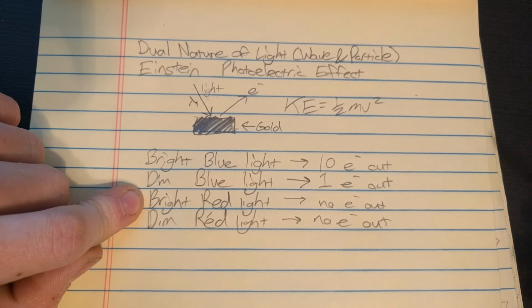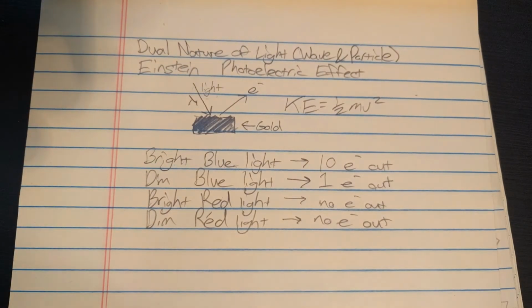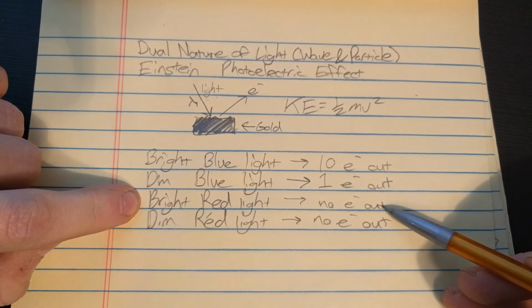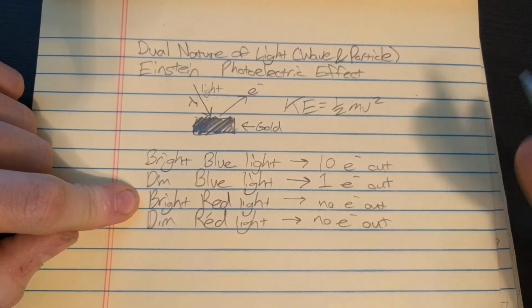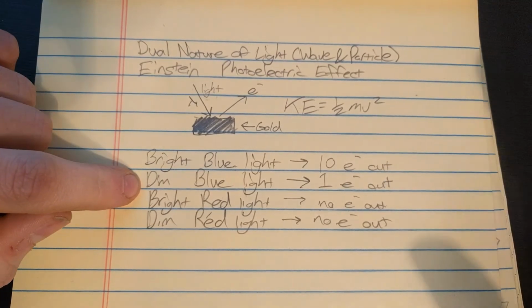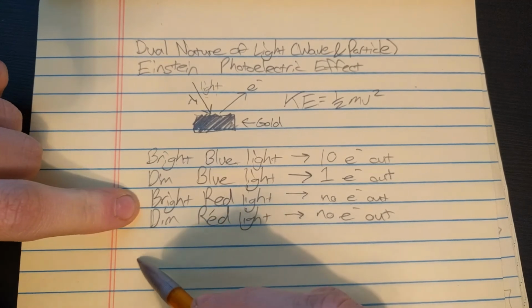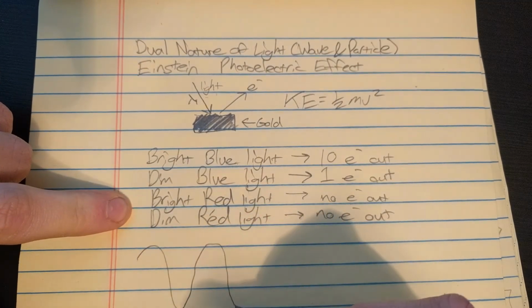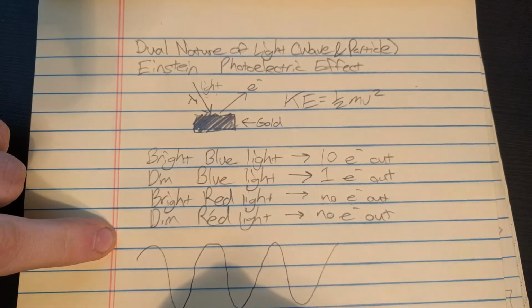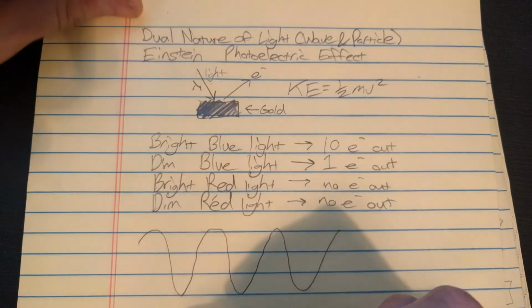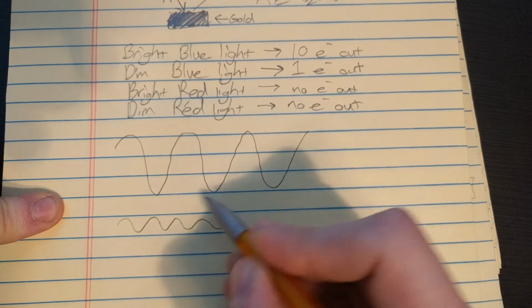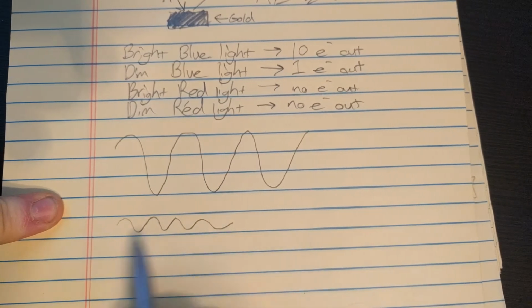Well, now that does not make sense in the case of a wave, because a wave carries energy, and a bright wave you would expect to carry more energy than a dim wave. A bright wave would have a high amplitude. It would look something like that, say. Dim light would have a small amplitude. It would look something like that. So this wave up here has more energy than this wave down here.